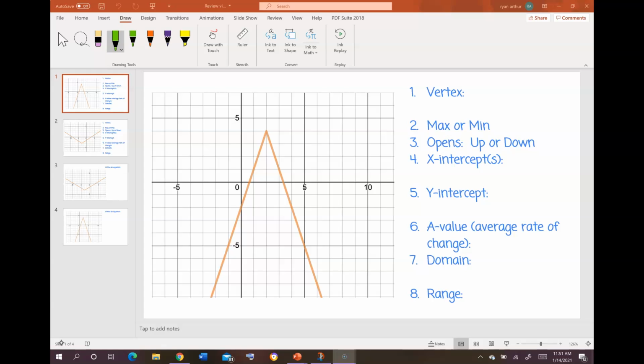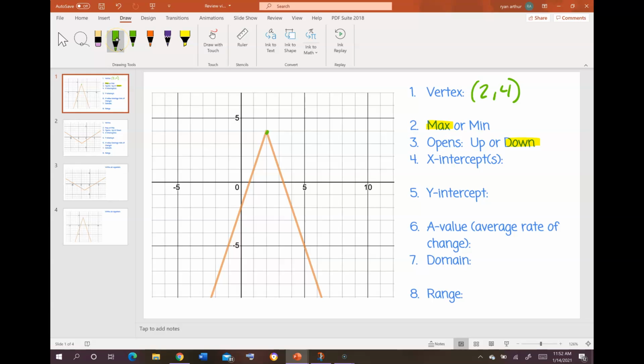So the first thing is your vertex. Your vertex is your peak. It's where your two lines come to that V point. So my vertex is right here, and that point is going to be 2, 4. So my vertex is 2, 4. Is it a max or is it a min? If it's a mountain, it's a max. If it's a valley, it's a min. This is a mountain, so it's a max. Does it open up or open down? It opens down.